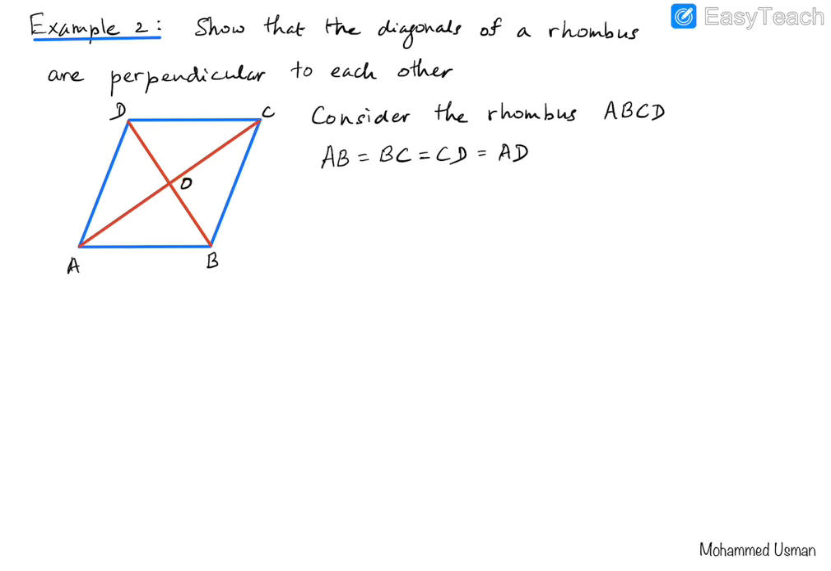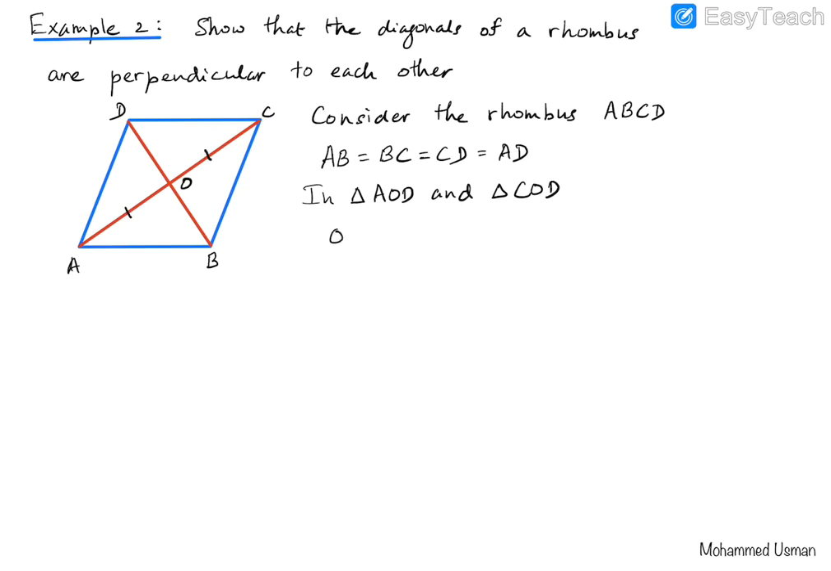So consider first the two triangles AOD, this triangle over here, and the triangle COD, this triangle. Let's write down: in these two triangles AOD and COD, the first thing we note is that the sides OA and OC are of the same length. So side OA is equal to OC.